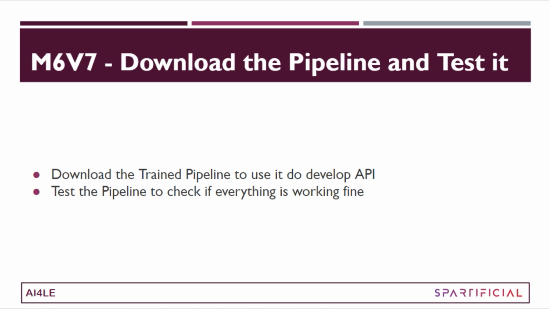Hi everyone, welcome to the 7th video of modules. Here first of all we are going to download the train pipeline to use it to develop an API, and then we are also going to test the pipeline just to make sure that everything is working the way we expect it to work. So let's get started.